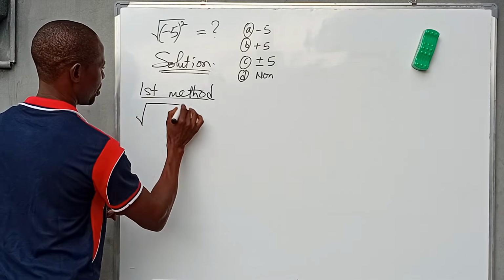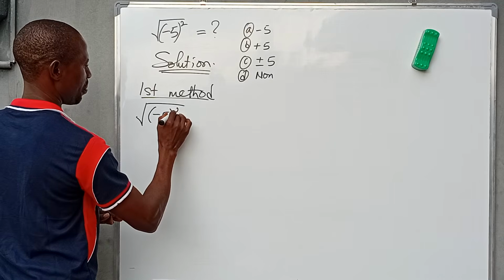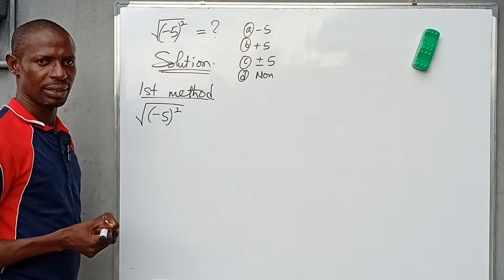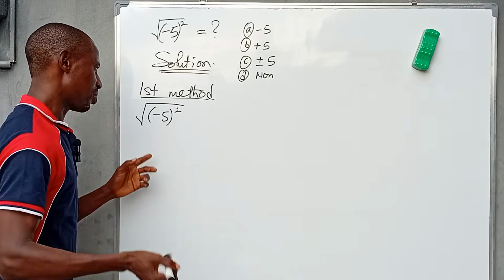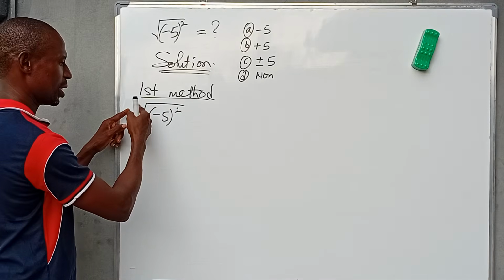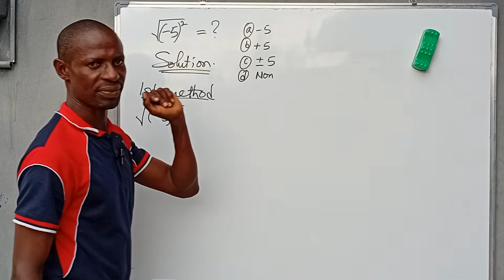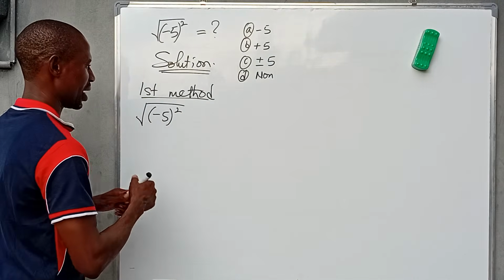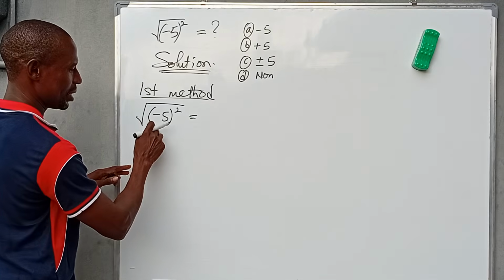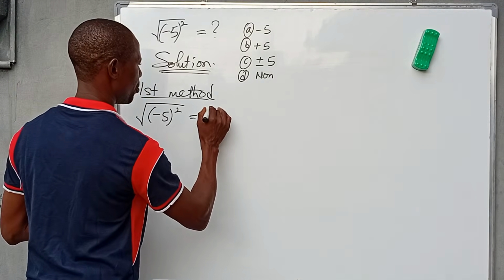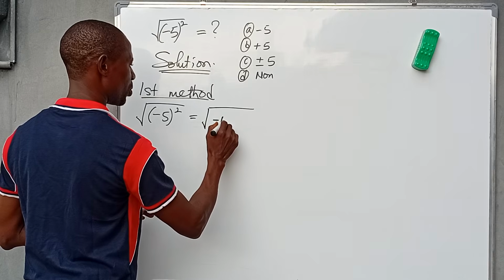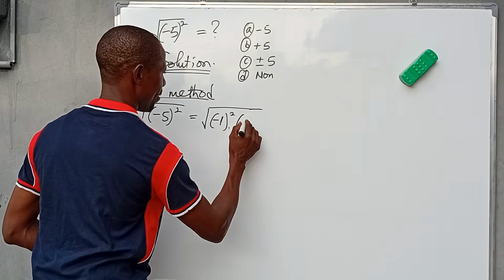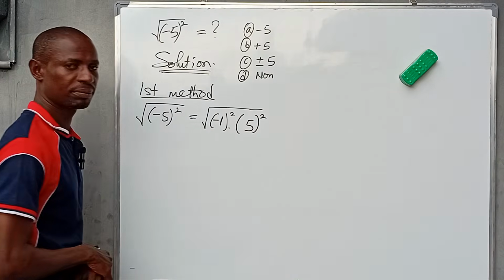Now, if you look at this expression here, (−5) all raised to the power of 2, we cannot cancel this power with this radical here. Because if we go ahead to cancel this power with this, then we're going to come up with the answer −5. But is −5 the correct answer? Now, from the first approach, I can rewrite the terms inside this radical as the square root of (−1) all raised to the power of 2 times 5 raised to the power of 2.